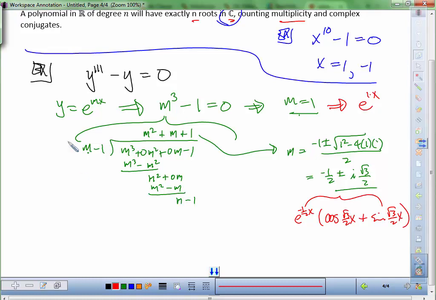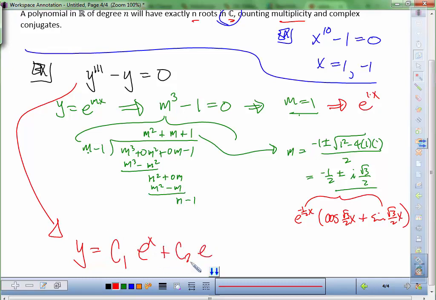So from here, we can get our general solution, and it's just by the superposition principle. We can just add them all. C1 e to the x, plus C2 e to the negative 1/2 x times cosine root 3 over 2 x, plus C3 e to the negative 1/2 x sine square root of 3 over 2 x.